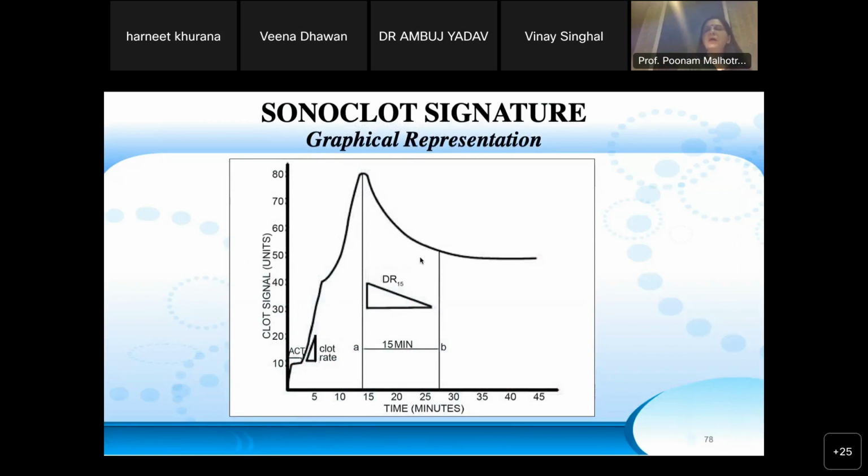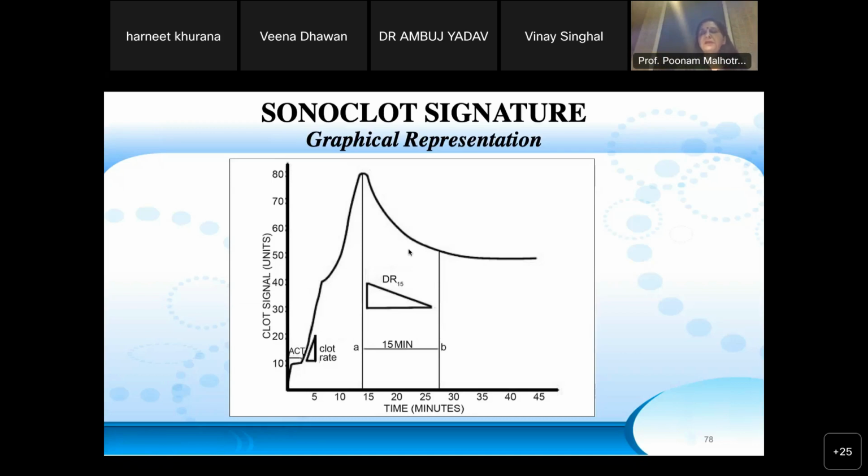It's monitored over a DR15 value, which comes on the side of the computer. This viscoelastic machine is attached to a computer, and this signature curve comes on the computer with normal values. You can see the values of your patient and compare them with the normal values given below the box. You will see on the same screen how abnormal, high or low, your value is. So it's as simple as that.